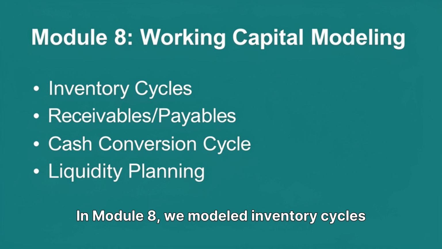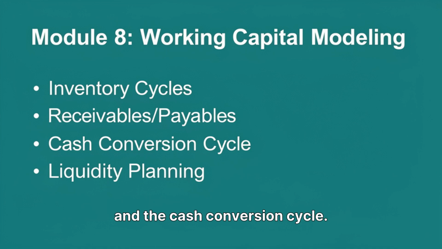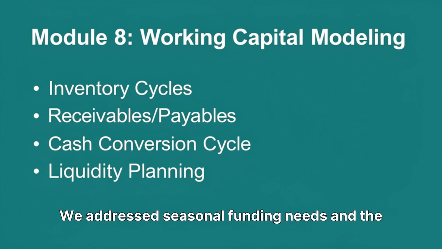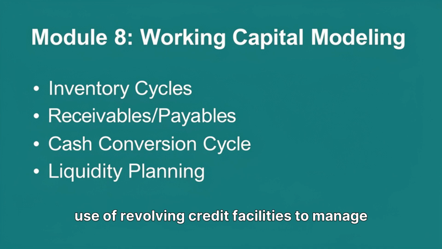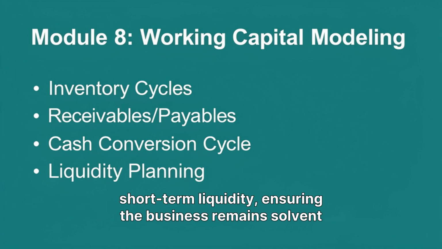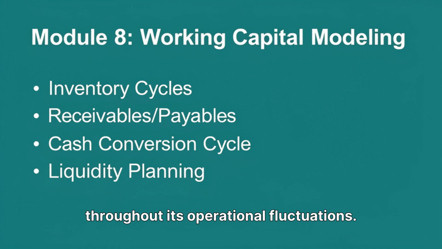In Module 8, we modeled inventory cycles and the cash conversion cycle. We addressed seasonal funding needs and the use of revolving credit facilities to manage short-term liquidity, ensuring the business remains solvent throughout its operational fluctuations.